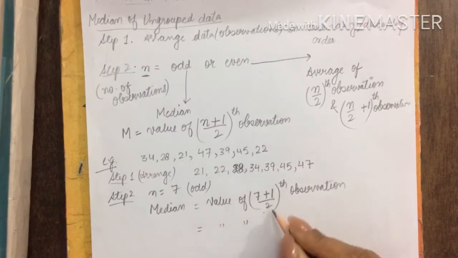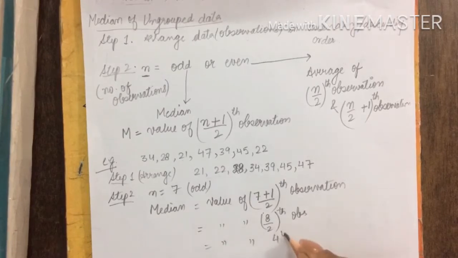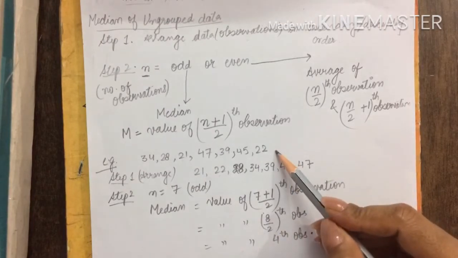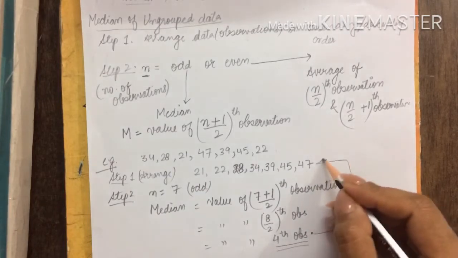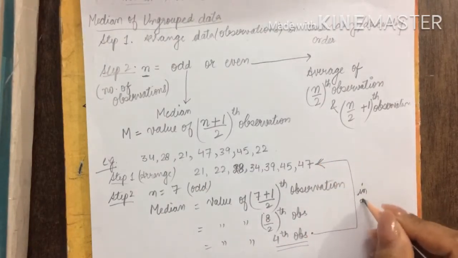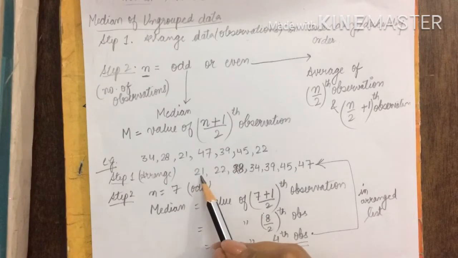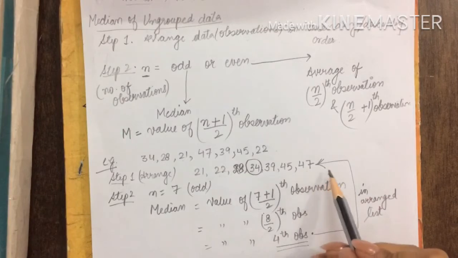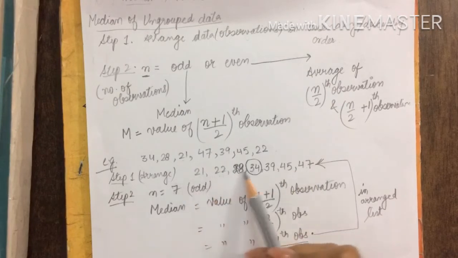This means 8 by 2th observation, which actually is the 4th observation. So the 4th observation from this list, not the one given in the question, but the rearranged list that I have made. I will look for the 4th observation in this arranged list. Looking from here: first, second, third, fourth. So this observation is the middlemost observation. Even if you count backwards from the end, first, second, third, fourth, the middle observation is the 4th observation.